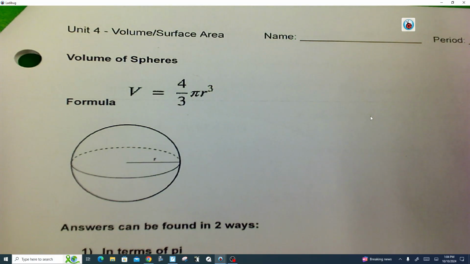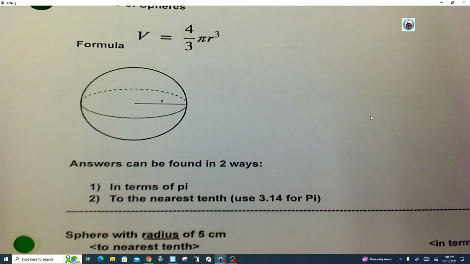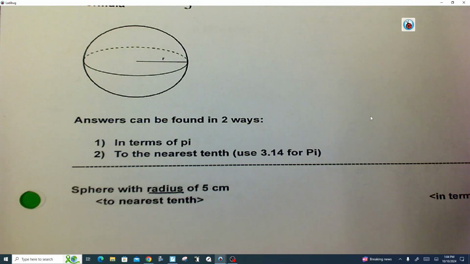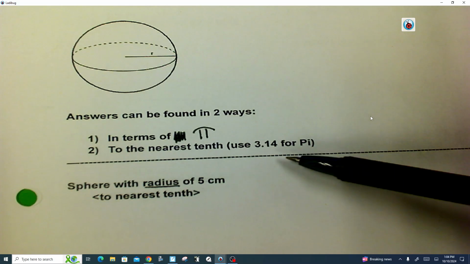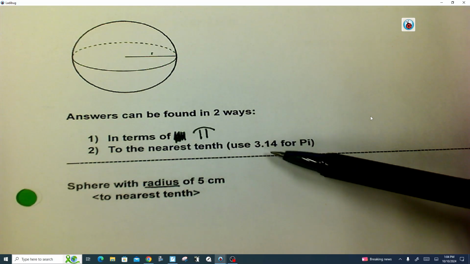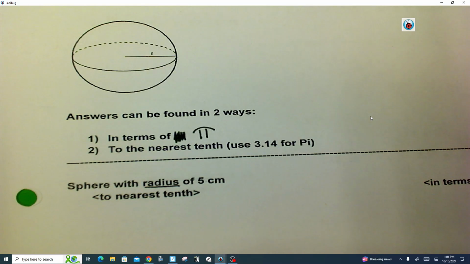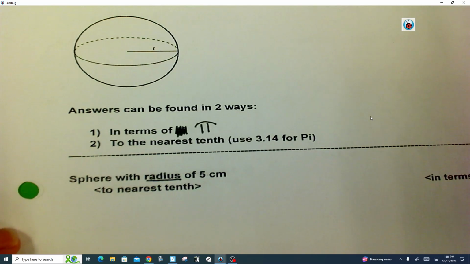Now, the tricky part for this new thing that we're going to look at is the answer can be found in two different ways. In terms of pi, there we go, we fixed the pi symbol. And then what about this one right here? To the nearest tenth, use 3.14 for pi. Okay, sometimes I spell it just pi. So how can I show it this way to you?